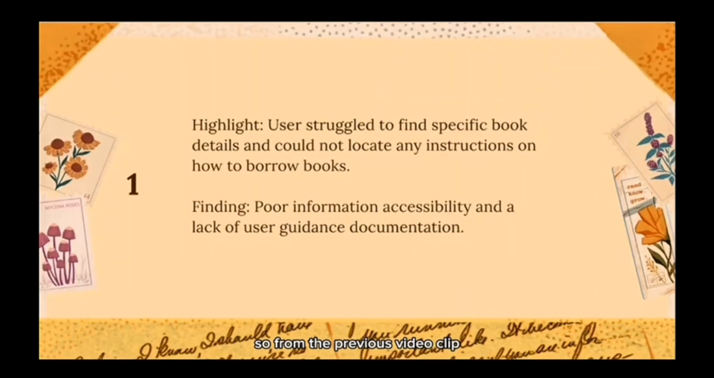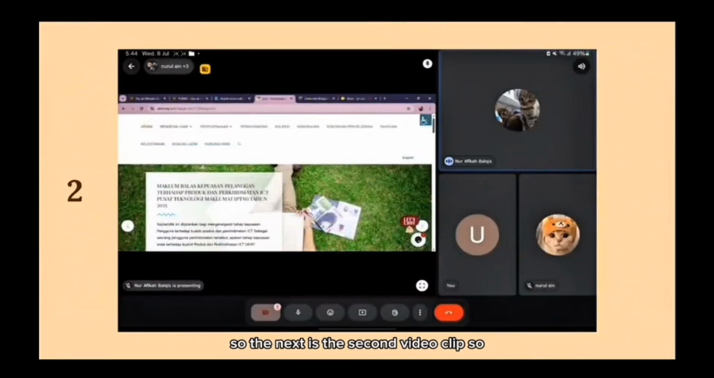So from the previous video clip, the user seems to struggle to find specific book details and could not locate any instructions on how to borrow the books on the IIUM library website. So it shows poor information accessibility and a lack of user guidance documentation. So the next is the second video clip.